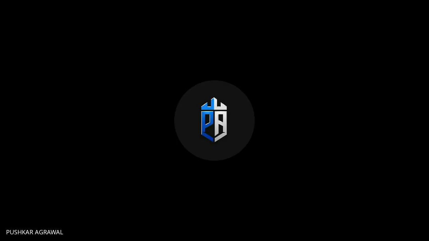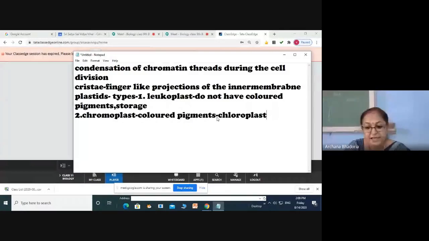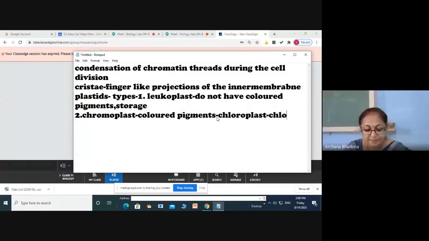Which pigment do the chloroplasts have? Chlorophyll. Green pigment, chlorophyll. And what is the pigment name? Chlorophyll. So everyone knows that the chloroplast is having the pigment chlorophyll. Everyone noted this much?